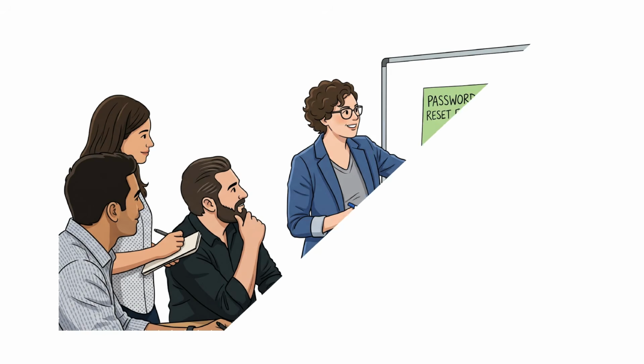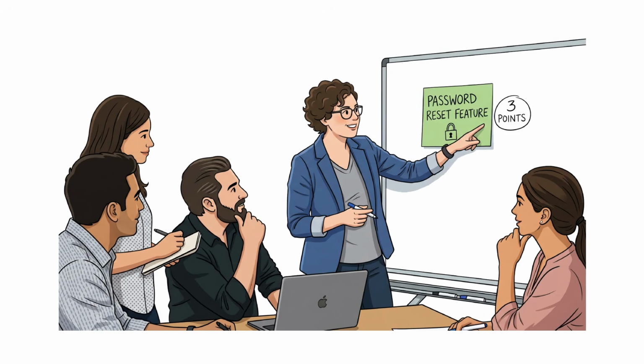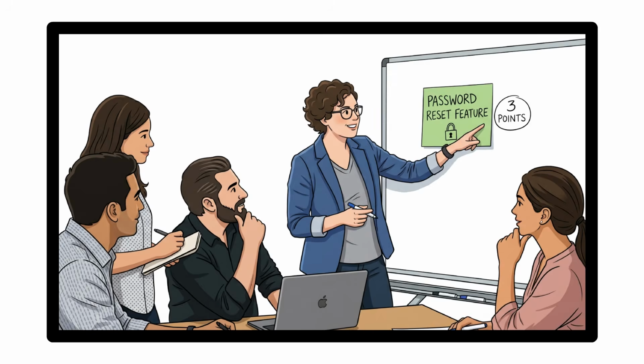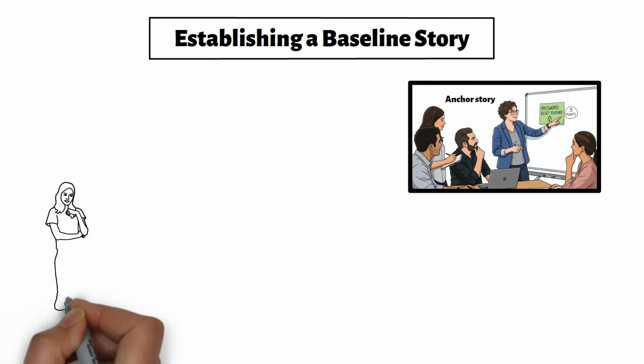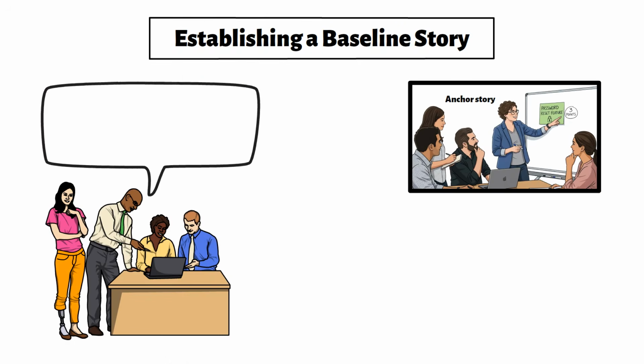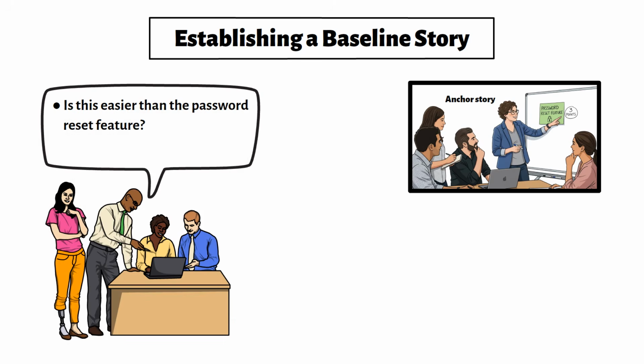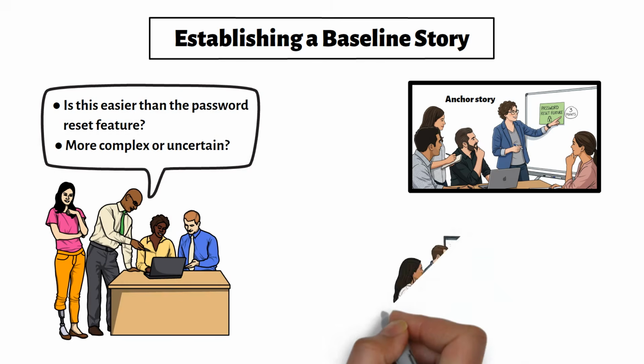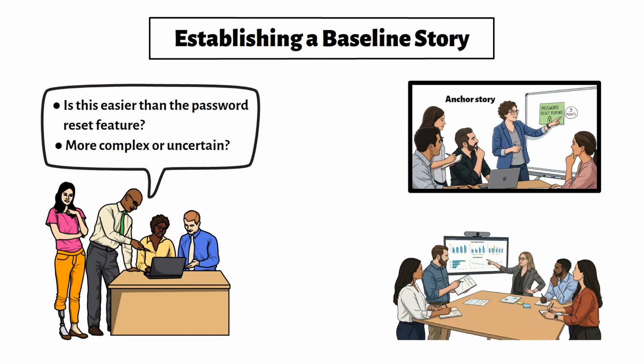Now let's talk about how estimation usually starts in practice. Many Agile teams begin by establishing a baseline reference story. For example, the team may decide that a password reset feature represents a 3-point story. That story becomes an anchor story for future comparisons. As new stories are discussed, the team compares them against that baseline. They may ask, is this easier than the password reset feature, more complex or uncertain? This comparison-based approach helps teams estimate more consistently over time.